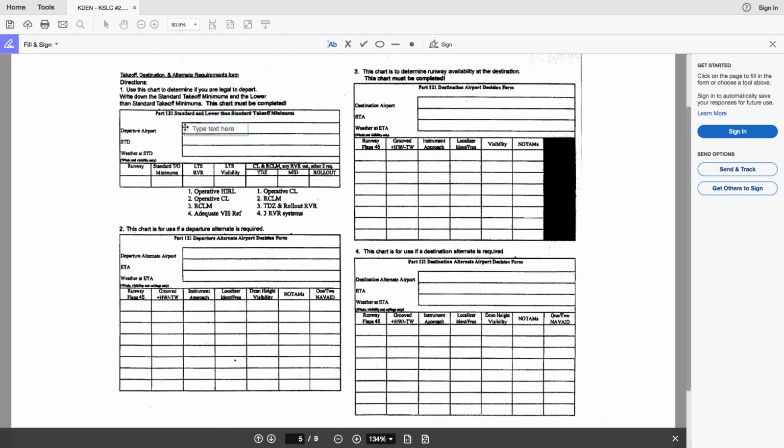Okay, departure airport. What was our time of departure? 2025. Okay, weather. Remember, we care about what? Winds. Variable at 3.